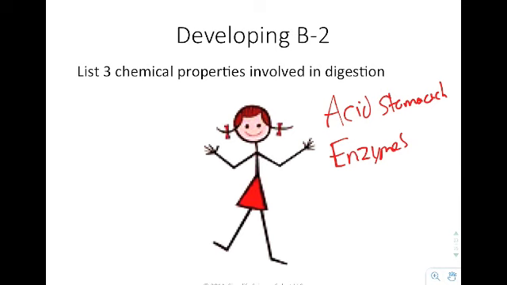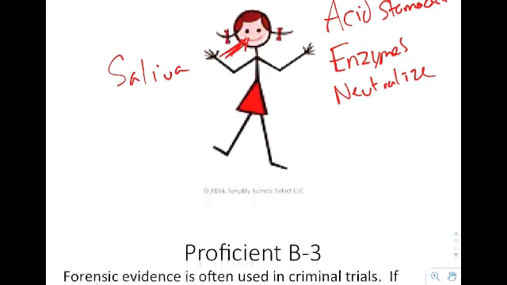And then the third one, there's lots of different examples, but your stomach does have some ability to neutralize basic substances because of its acid. There's lots of different enzymes there. You actually have enzymes in your saliva as well. So there's lots of chemical properties involved in digestion, because digestion is the breaking down of food.